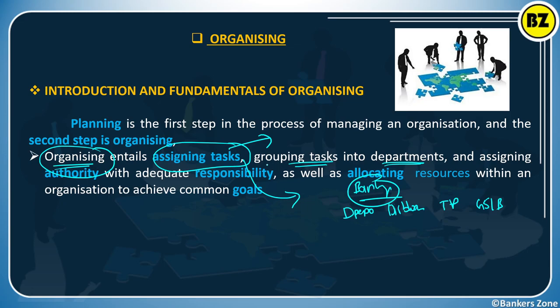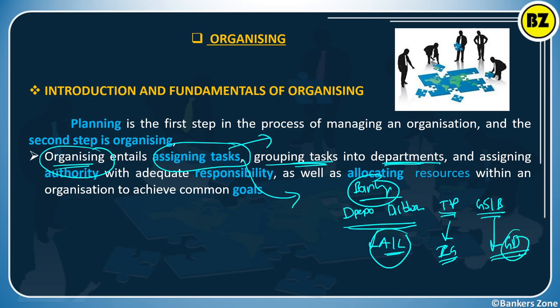Then we will group tasks into departments. For different tasks we will have different departments. For example, for liabilities, deposits and loans, we will have the asset liability management department. For third party products, we will tie up with insurance companies. And for government business, we have a government business department in our bank. That means we will create the departments.